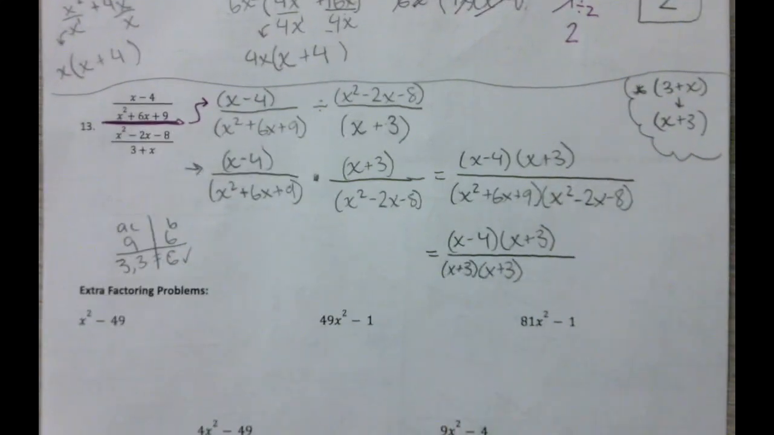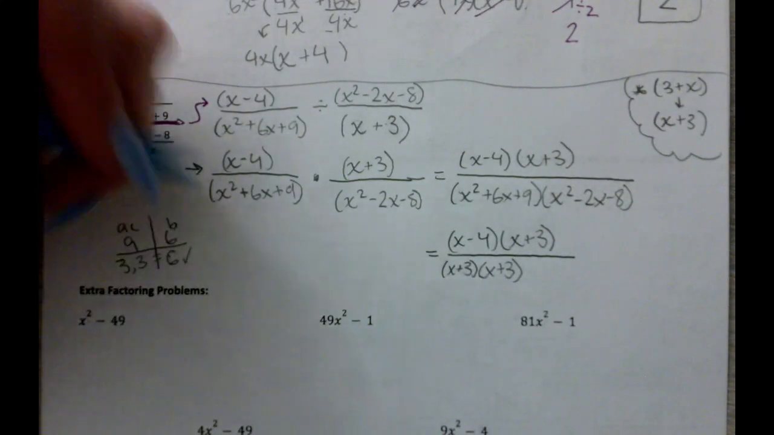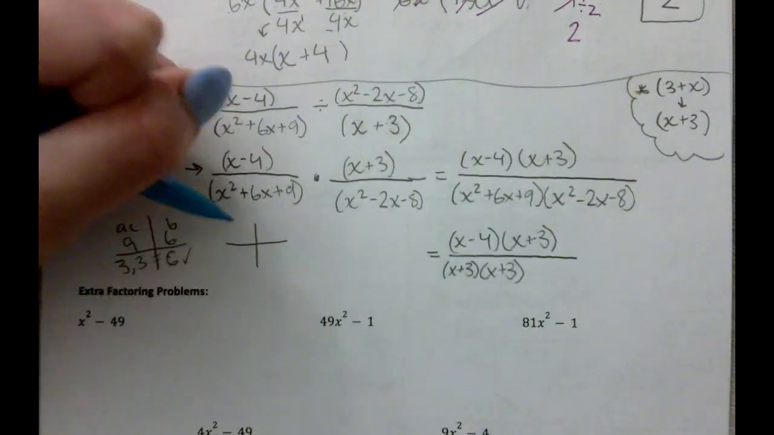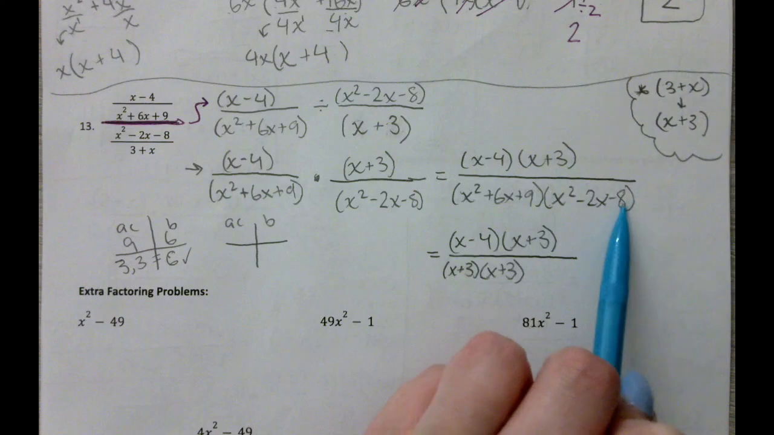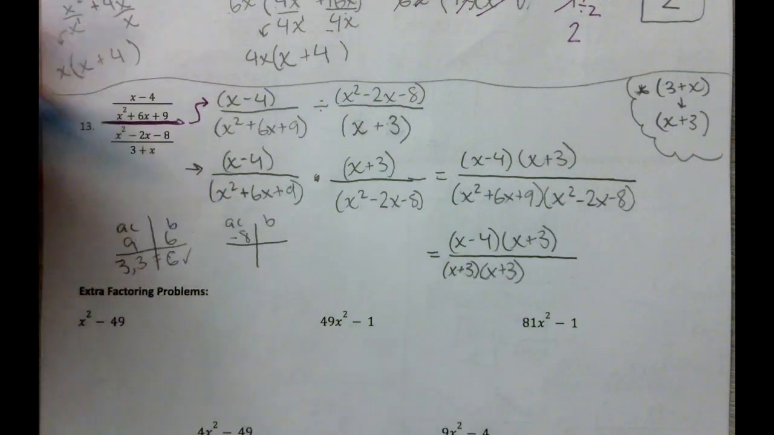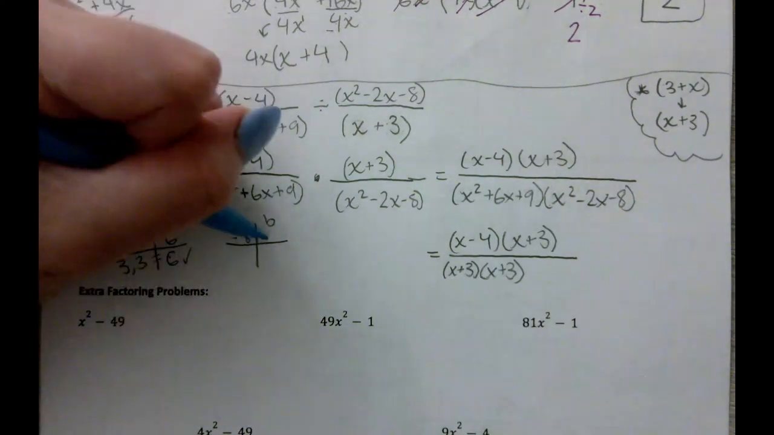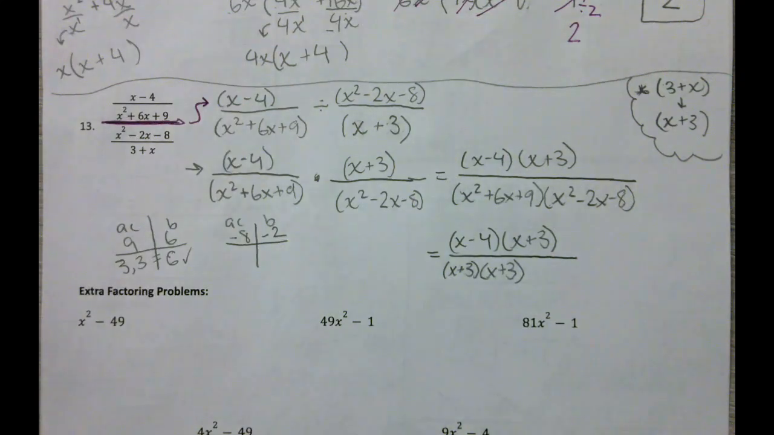X squared minus 2x minus 8, again another ACB chart. A is 1, so we look at C, which is negative 8. B is negative 2. I'm fairly confident we've already seen this one on the study guide, but it could be wrong.